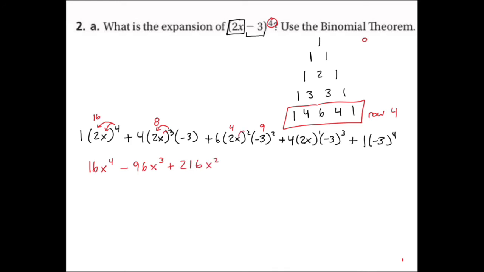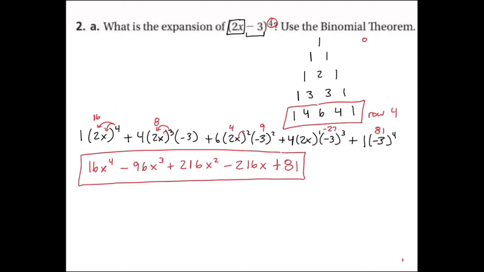We've got 4 times 2 times negative 3 to the 3rd is negative 27. So 4 times 2 times negative 27 is negative 216x in this case. And then last but not least, negative 3 to the 4th power is 81. So we then tack on the 81 here. And so this is our answer.